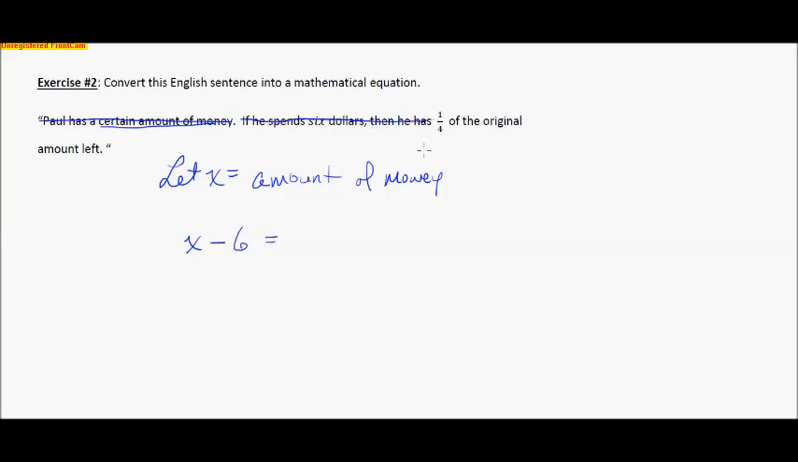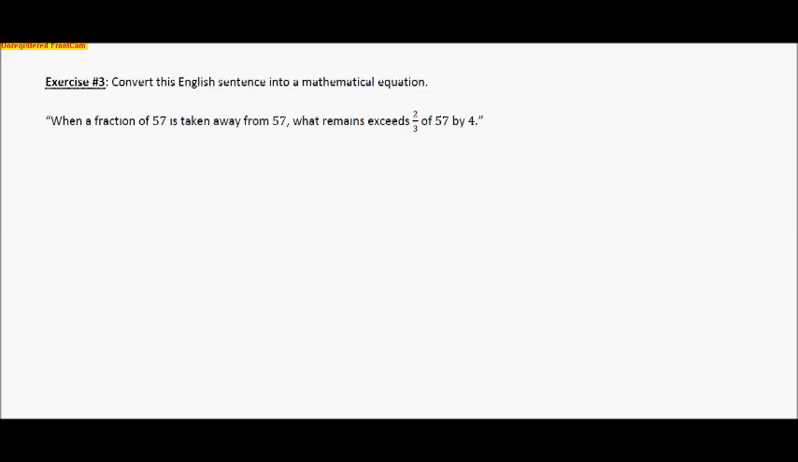I used that. 1/4 of the original amount left. So how do I say 1/4 of something? Well, of usually means I'm multiplying. So 1/4 of the original amount was x. So there's my equation. I've used that part as well. Okay? Alright, let me turn this one off, and let me turn the next one on.